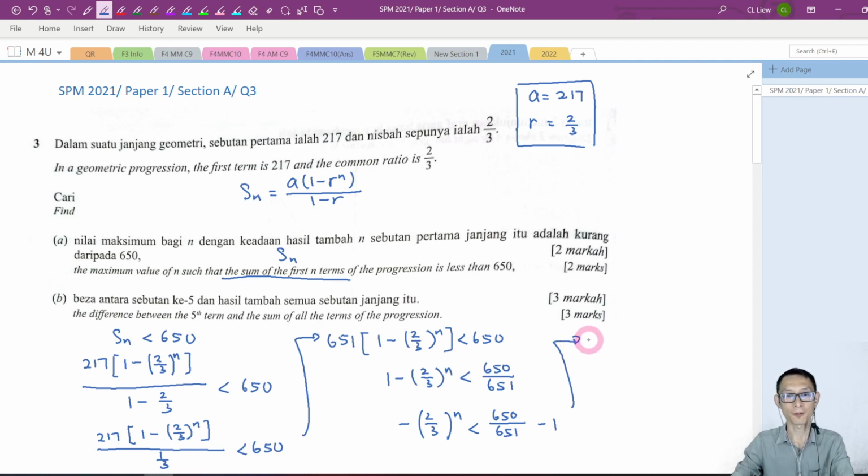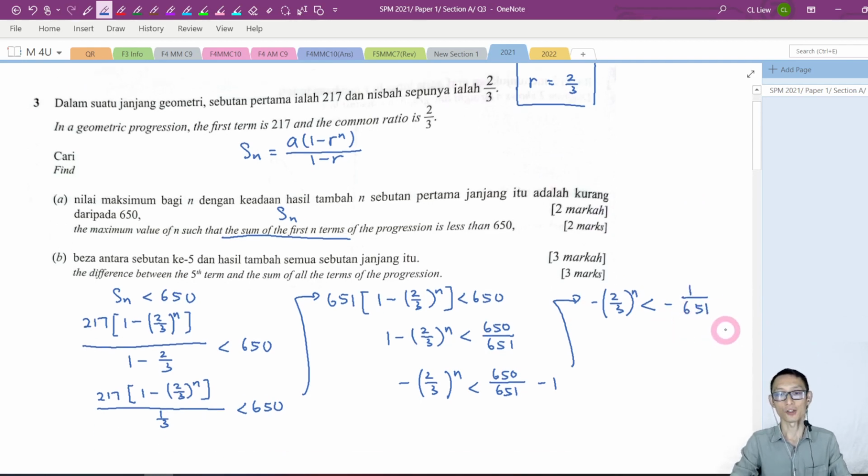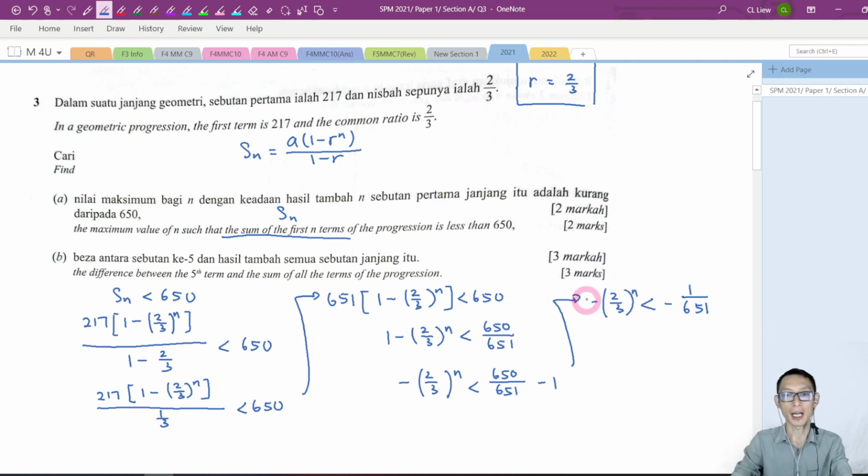Let me continue doing it here. 650 divided by 651 minus 1, you will get negative 1 over 651. Next step, you need to be more careful here. I'm going to multiply both sides by negative, so 2 over 3 power n is greater than. When both sides of an inequality are multiplied or divided by a negative number, we need to flip over the inequality sign.